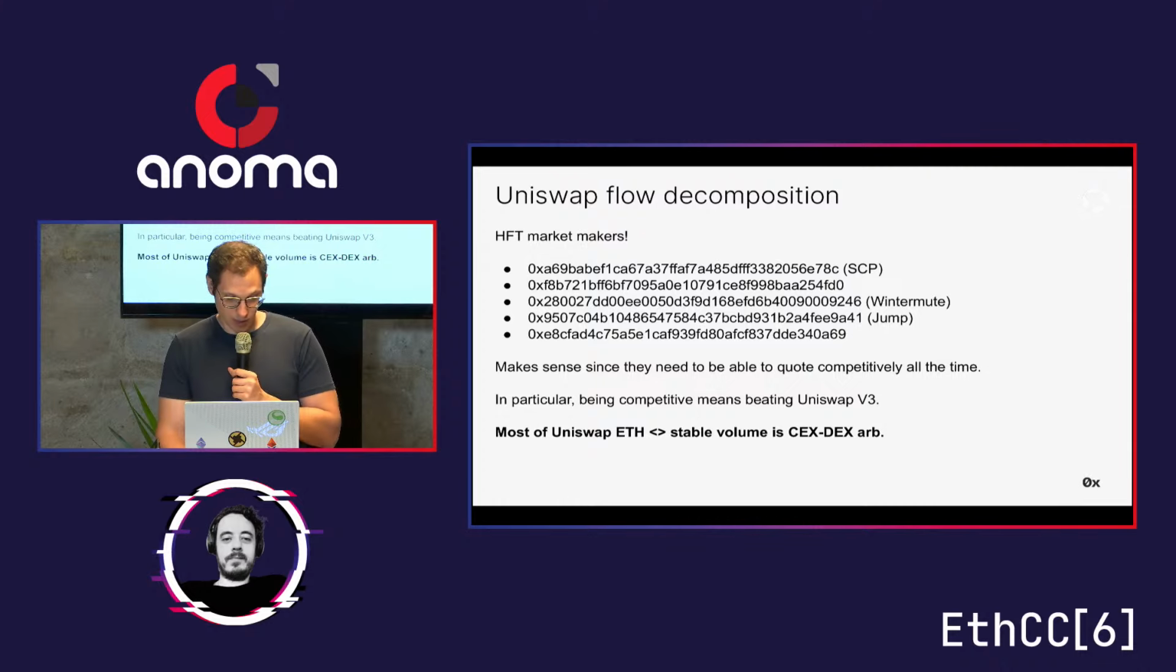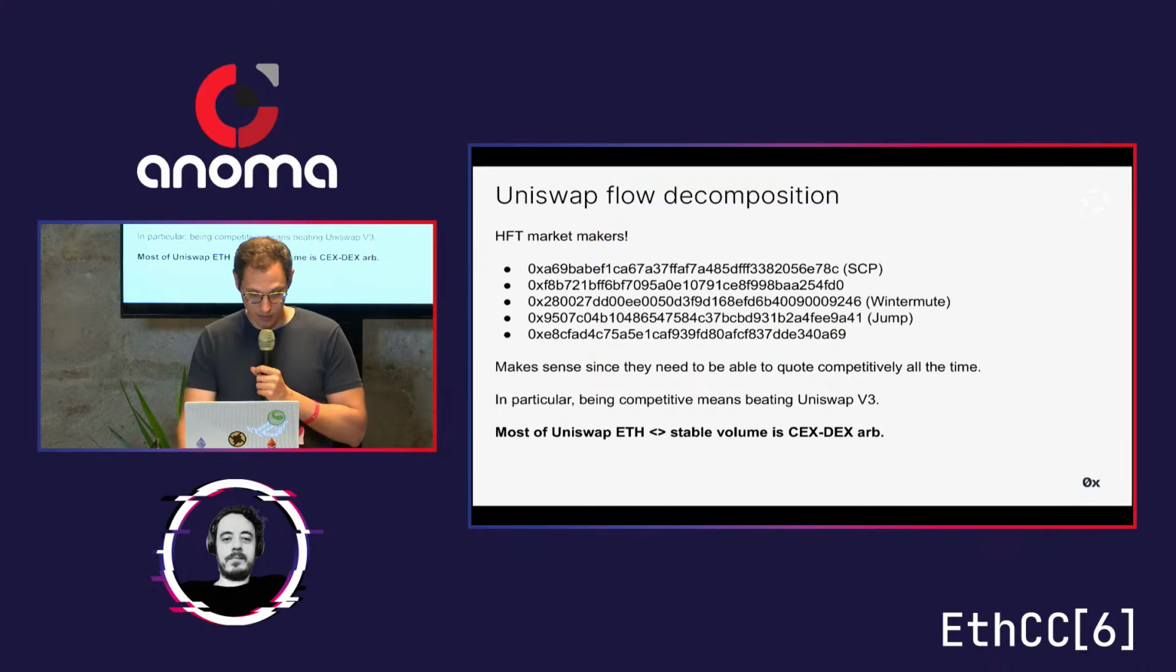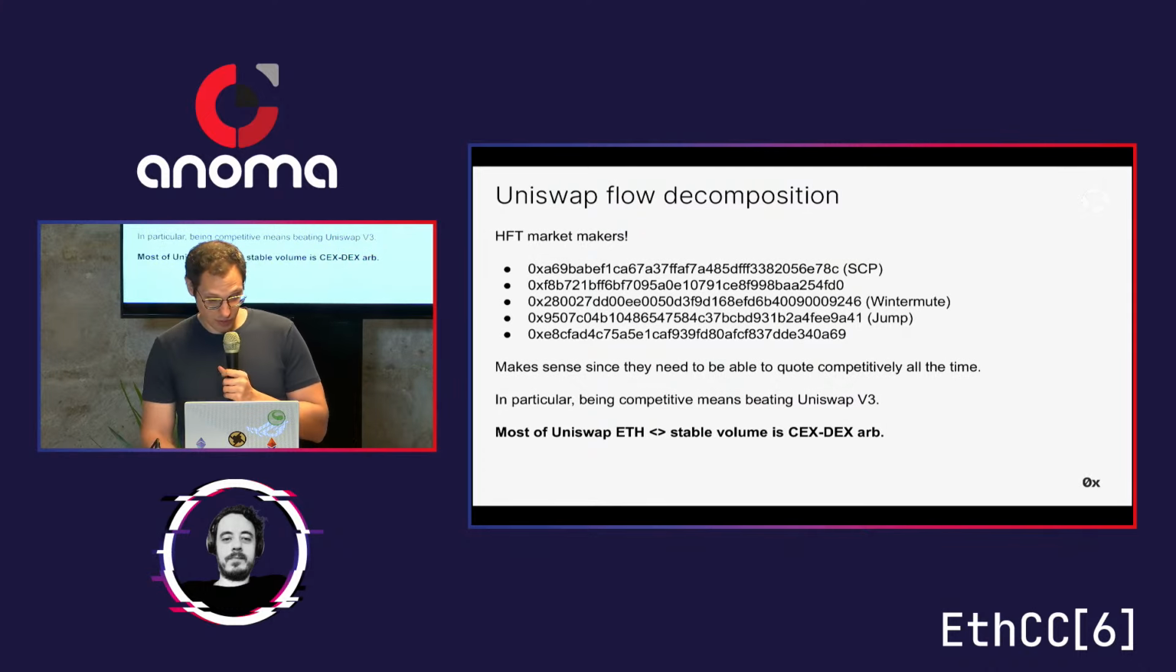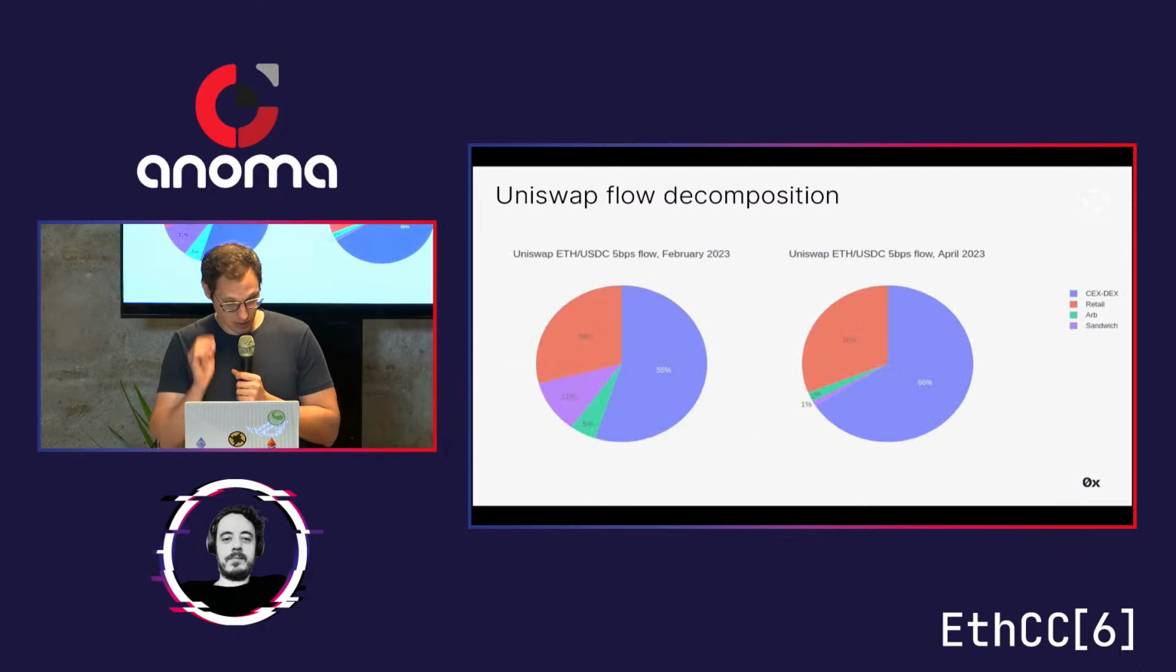They are happy to arb everything that they can. And if they are market makers, they need to be competitive versus Uniswap v3. So this is completely natural. And most of the volume on Uniswap to stablecoins, ETH to stablecoins, is just arbitrage between centralized and decentralized exchanges.